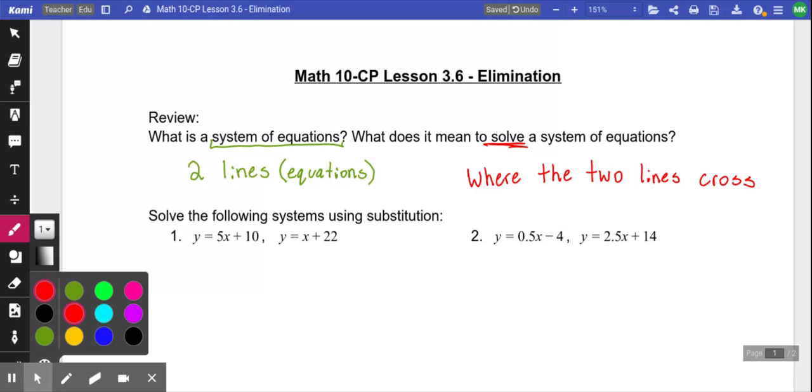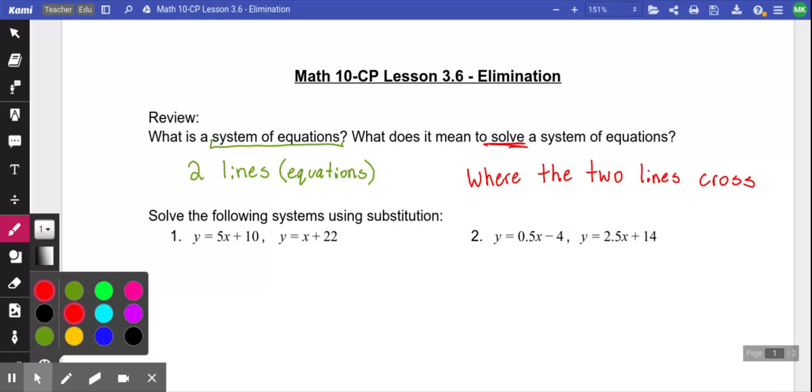Ideally, you'd have a picture. And if you have a picture, it's super easy, right? You can just look at it and be like, oh, they cross right there, and point to it. Realistically, we don't have pictures very often. Instead, we have equations, and they're written out for us. We learned something called substitution yesterday, and that is our method to solving a system of equations.